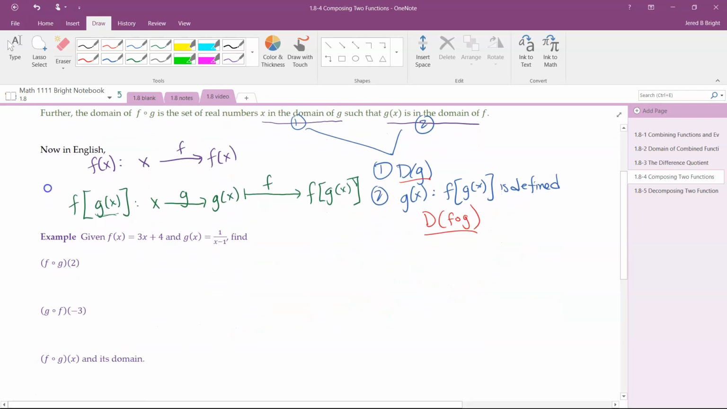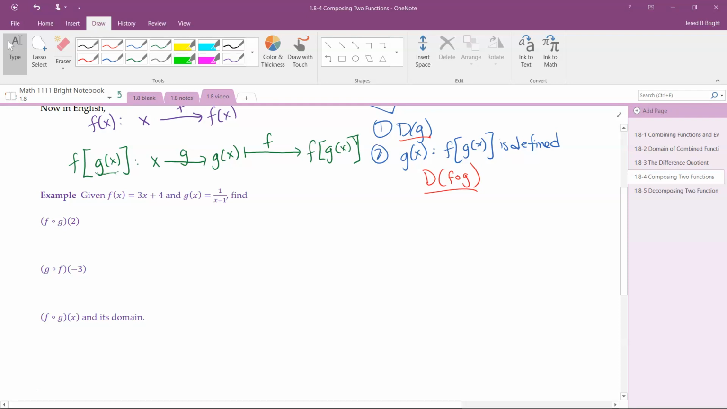Let's see this. I'm going to do the first one, you're going to do the second one, and then we'll do the third one together. So, f of g of 2. We don't have to worry about domain yet.